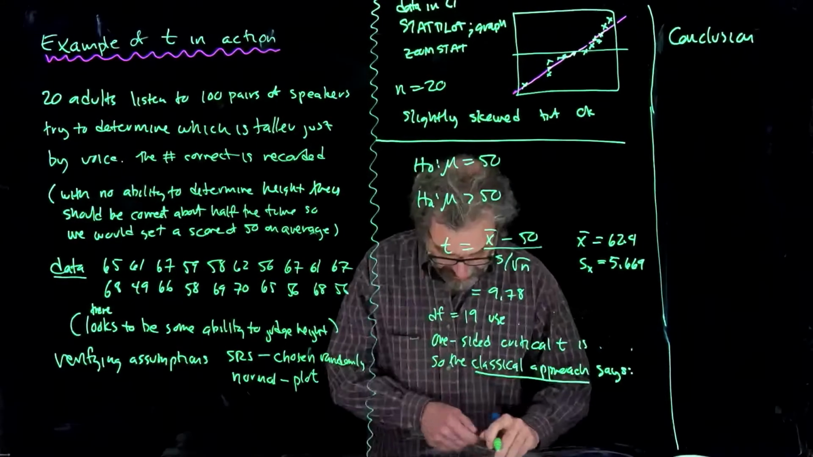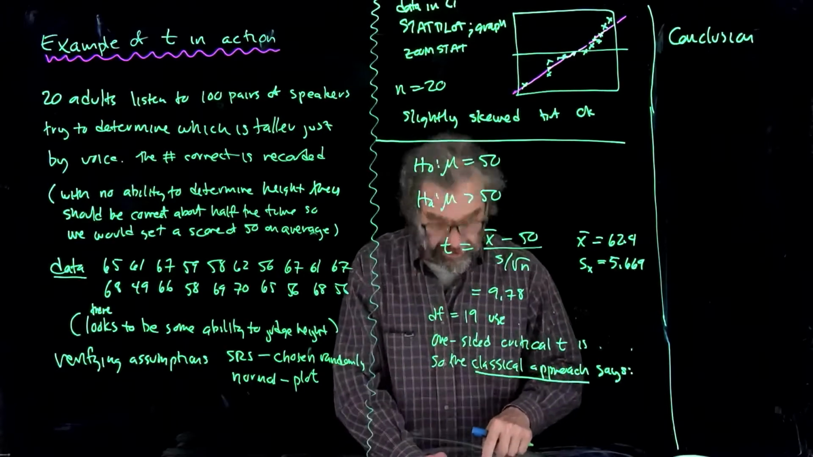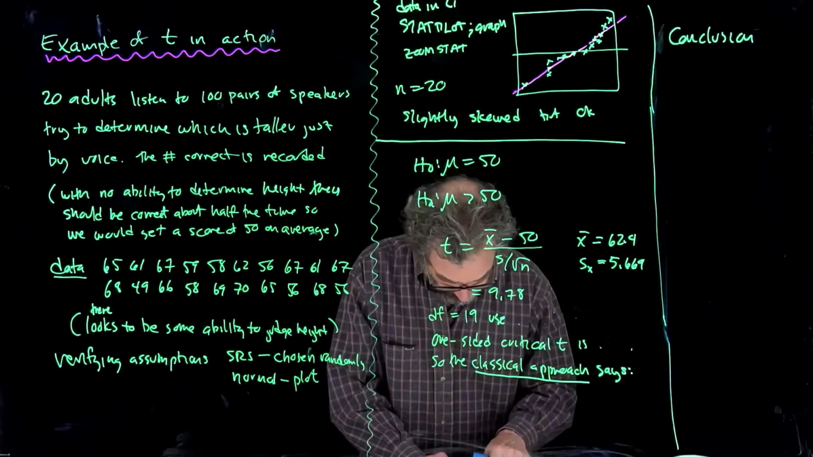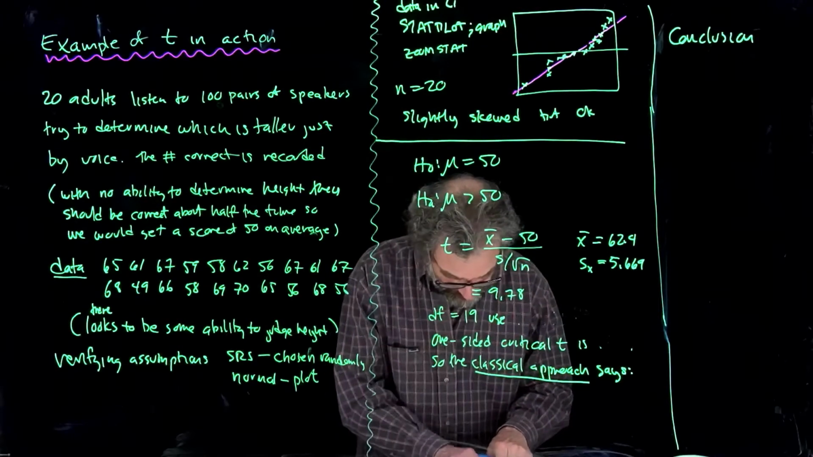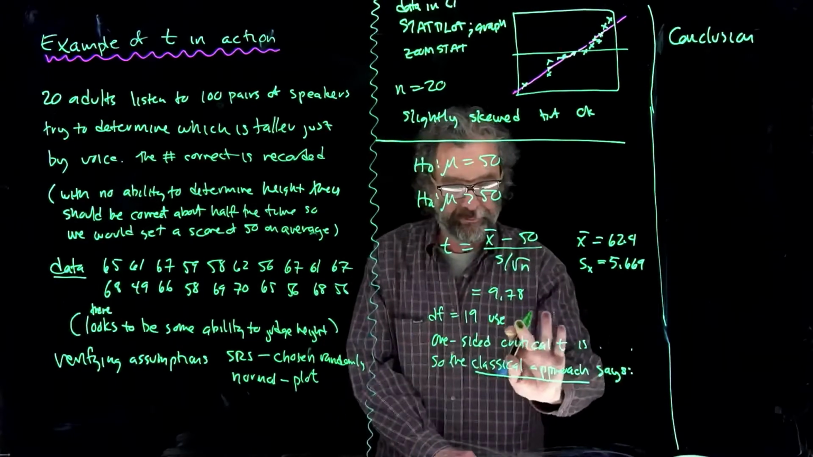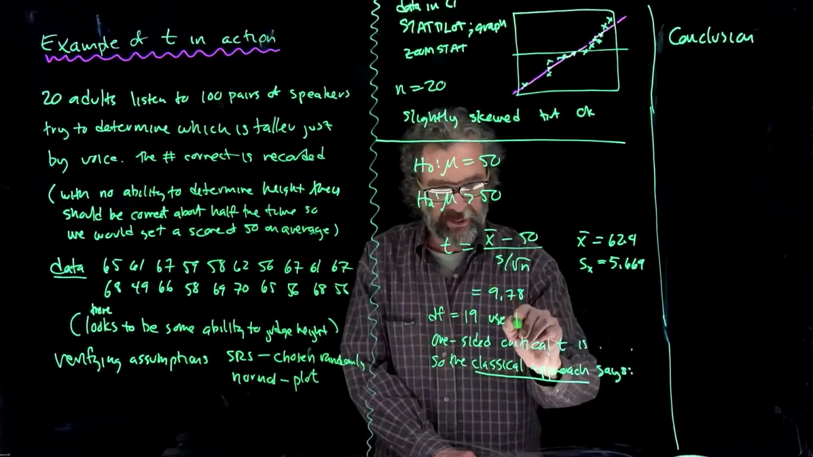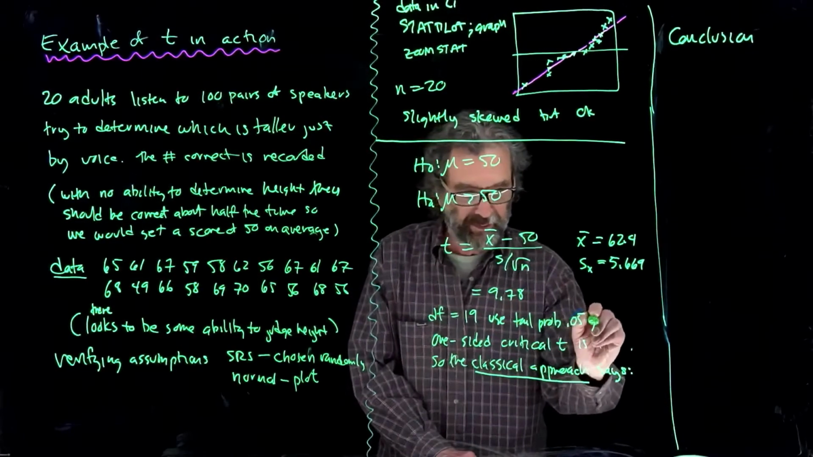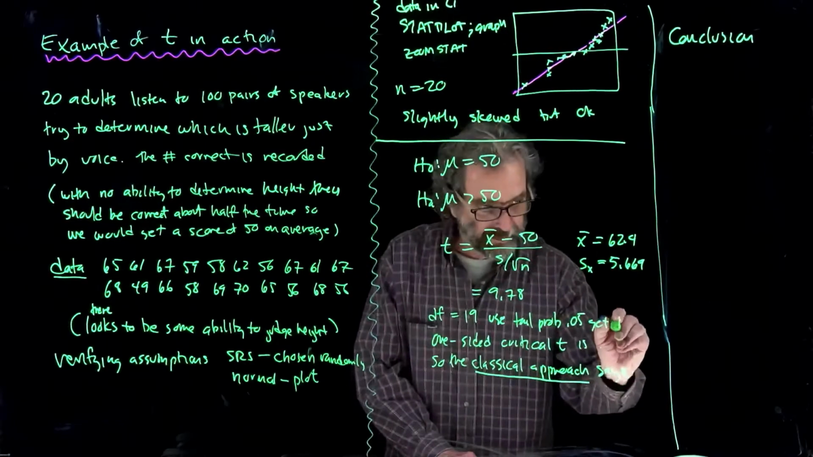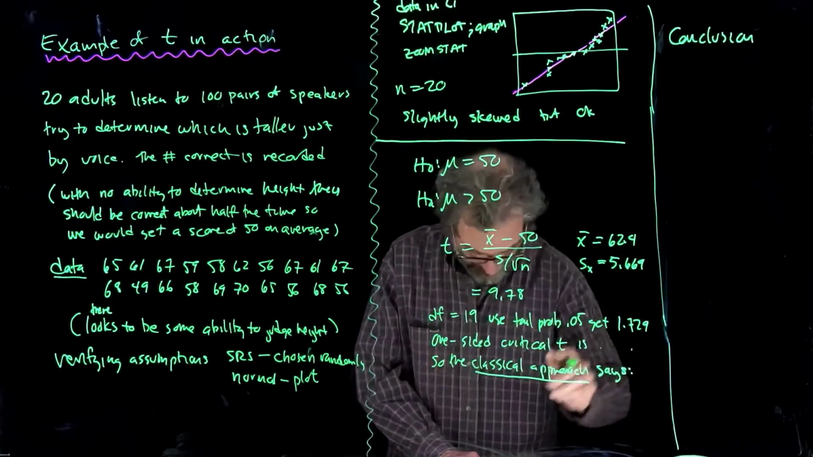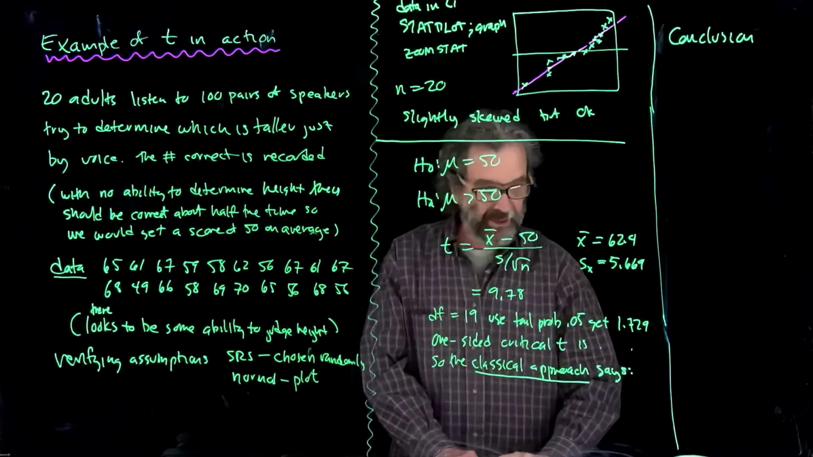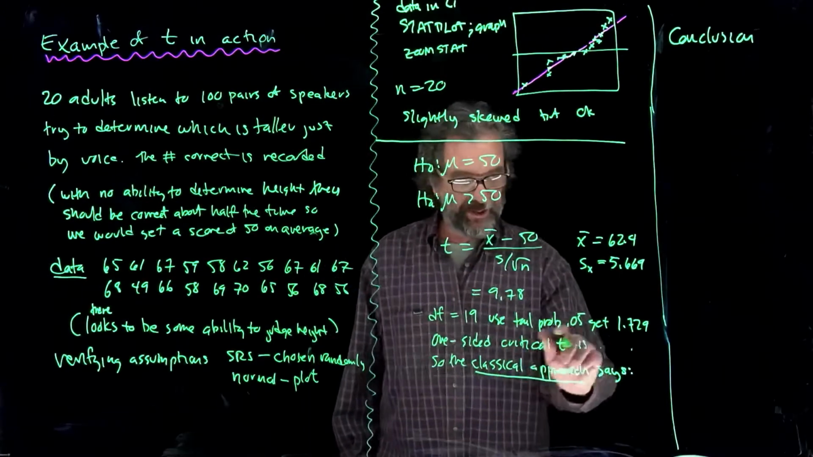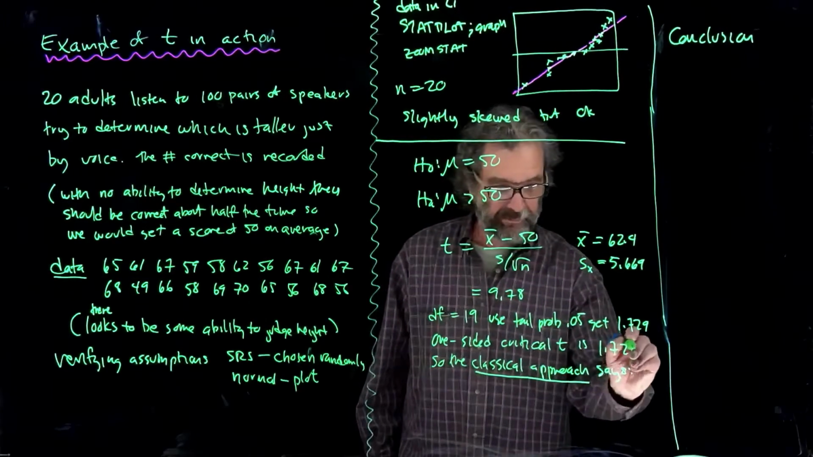So I'm in row 19 of the tables, and I'm looking under tail probability 0.05. So tail probability 0.05. We get 1.729. I have to triple check myself because I'm scared. Okay, that makes sense. So the one-sided critical t-value is 1.729.